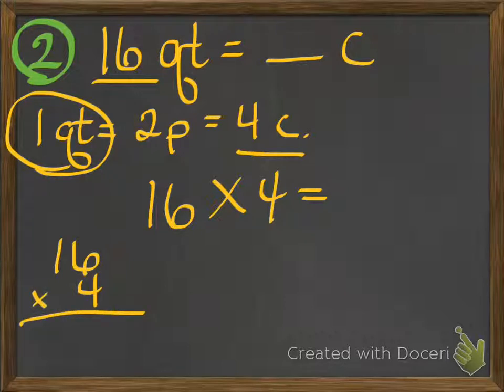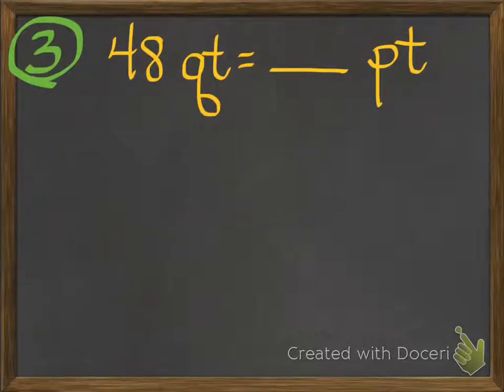4 times 6 is 24. Carry the 2. 4 times 1 is 4, plus 2 more is 6. So 64 cups. Number 3. 48 quarts equals blank pints.